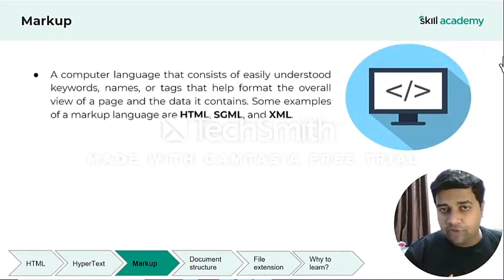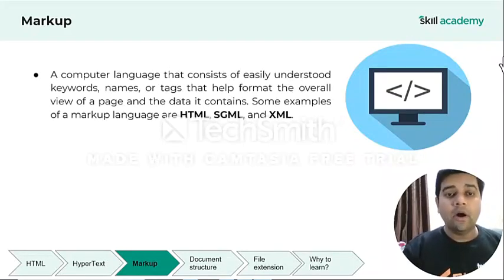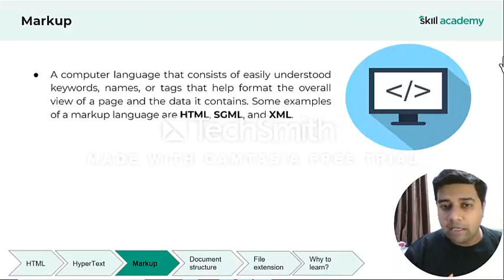A computer language that consists of easily understood keywords, names or tags that help format the overall view of the page and the data it contains, known as markup. So in very simple terms, in a markup language you are going to use tags. Suppose you want to design a web page. How can you design that web page? For designing a web page, you are going to use tags. And a computer language which uses tags is known as markup language.